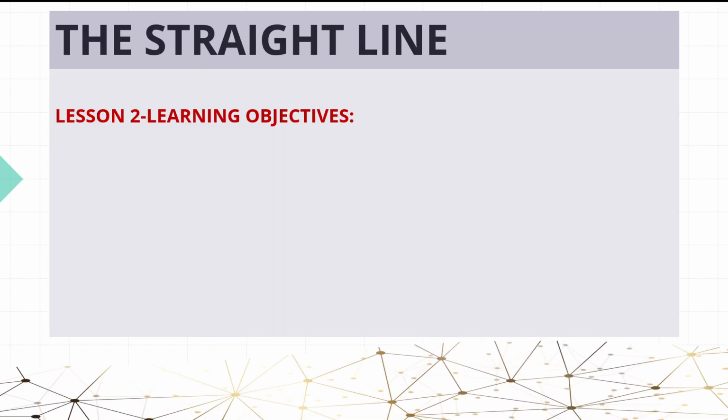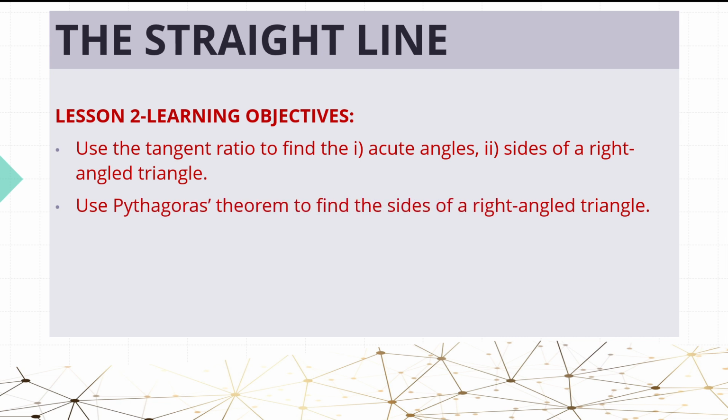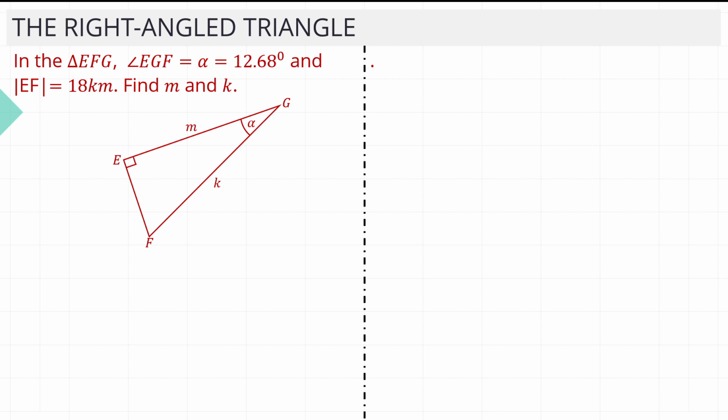In this second lesson, we use the tangent ratio and the Pythagoras theorem to solve more right-angled triangles. In triangle EFG, the angle EGF, labeled as alpha, is 12.68 degrees, and the length of line EF is 18 kilometers. We have to find the value of M and the value of K.